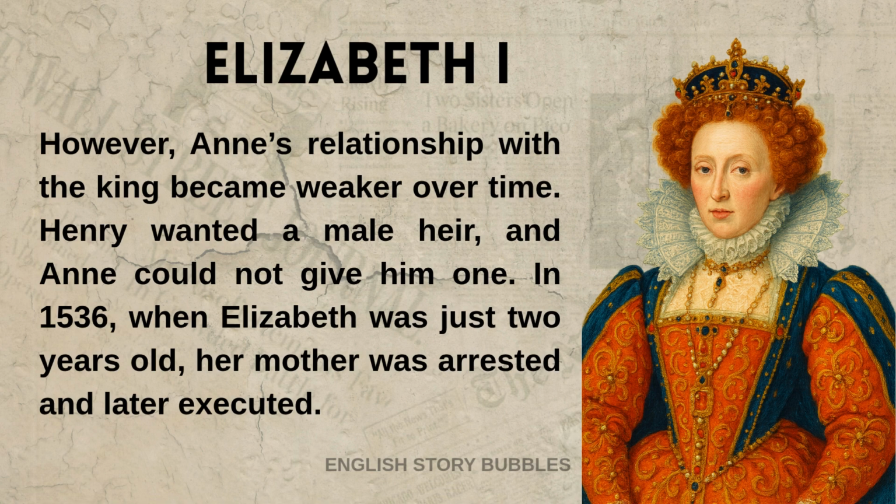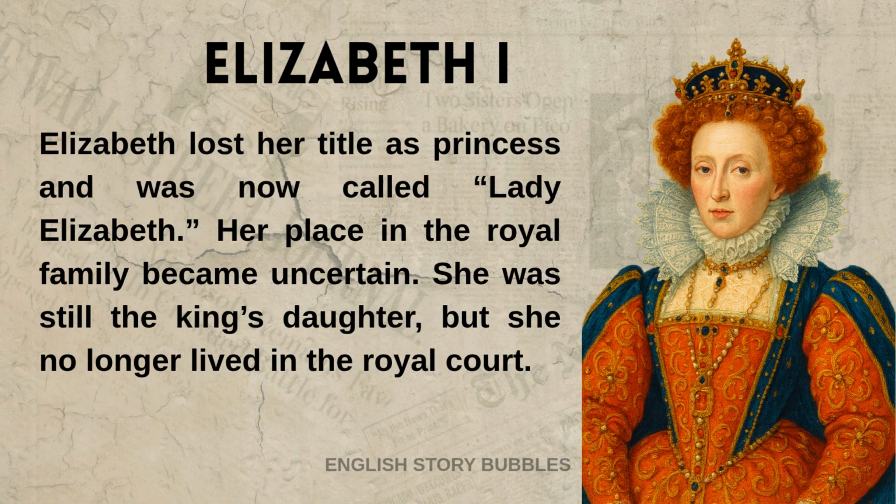In 1536, when Elizabeth was just 2 years old, her mother was arrested and later executed. Elizabeth lost her title as princess and was now called Lady Elizabeth. Her place in the royal family became uncertain. She was still the king's daughter, but she no longer lived in the royal court.